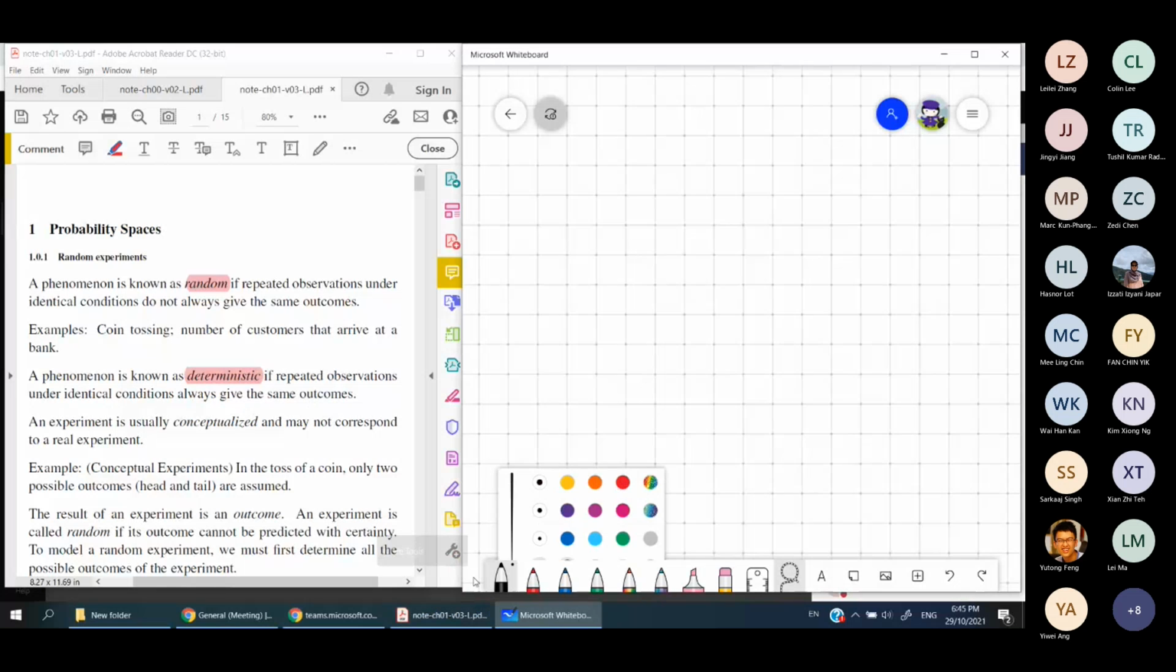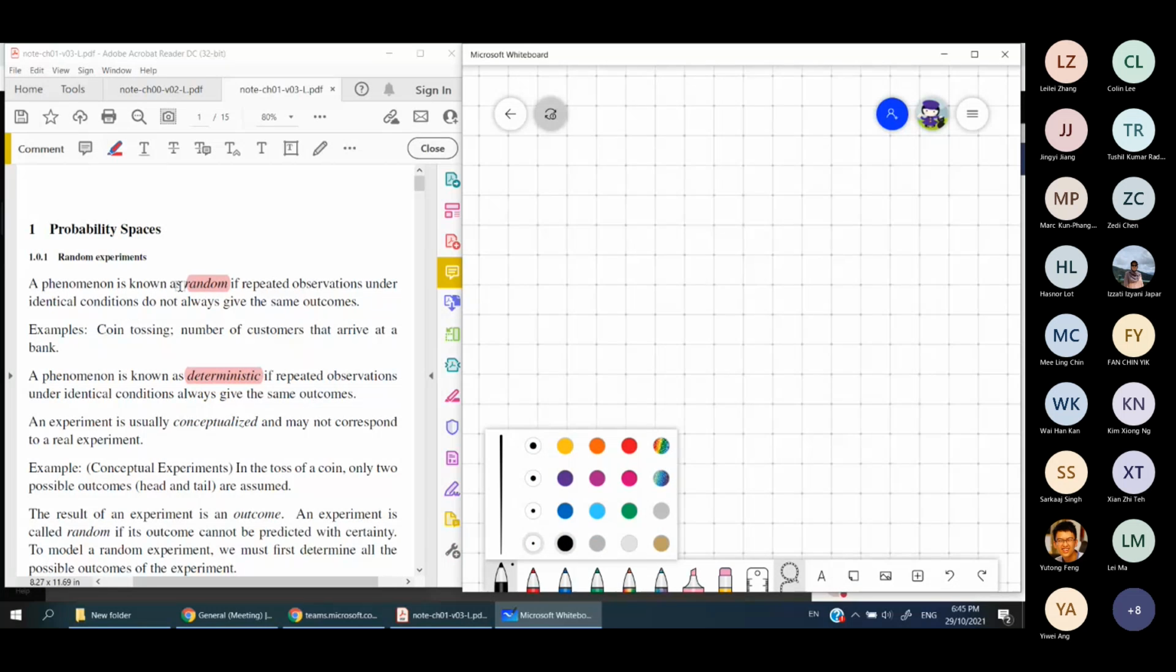I think this is a good example. A random phenomenon is tossing a coin. Assuming we are not cheating, it's a fair experiment, so we do not know whether we will get head or tail. Another is the number of customers that arrive at the bank. Again, we do not know for sure how many of them. A deterministic phenomenon is something that for sure happens.